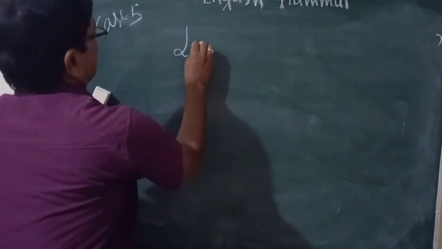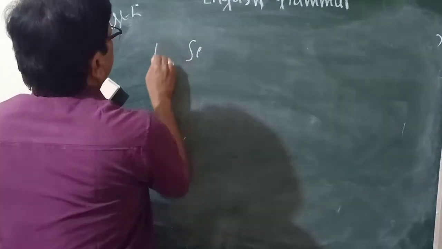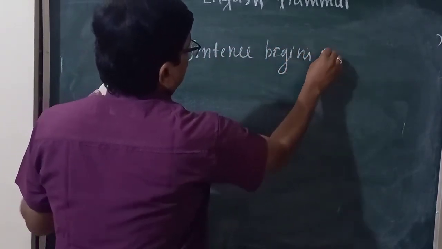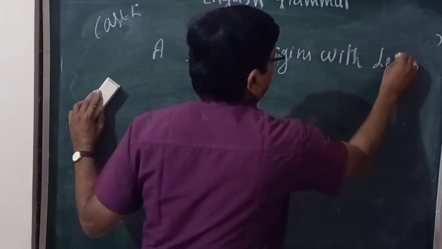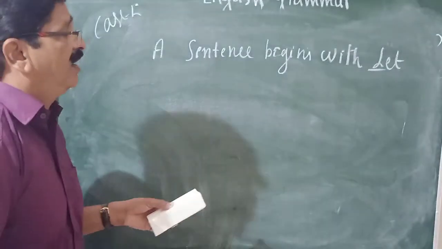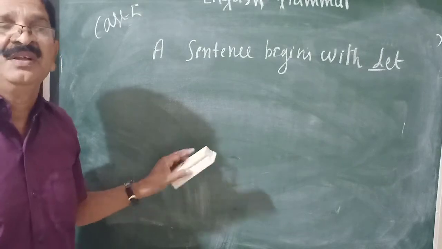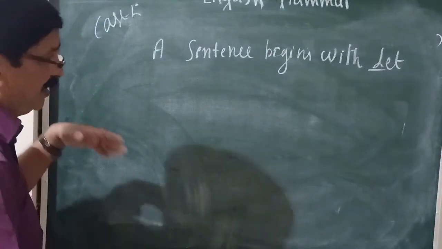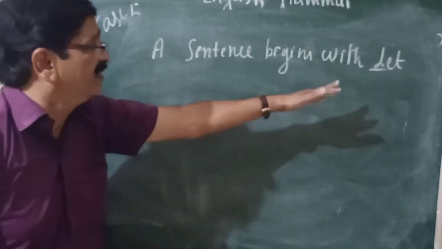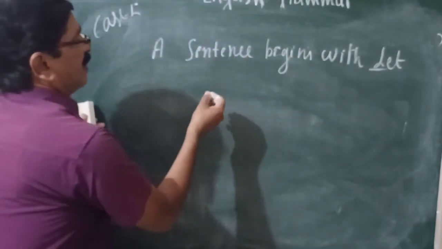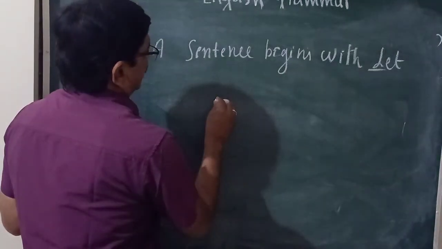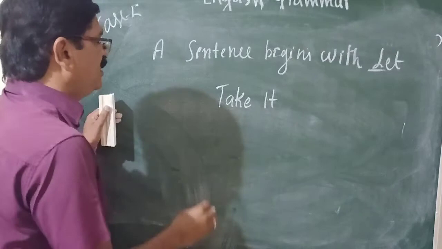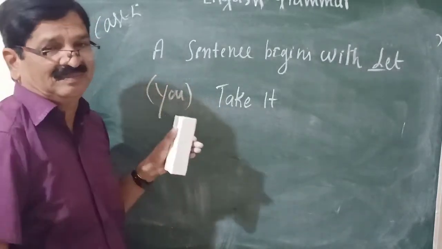Case fifth: whenever a sentence begins with let, how can we change active to passive? Whenever sentences are in the form of advice, order or request, we can begin the passive sentence with let, right? For example, take it. Here, you is understood.